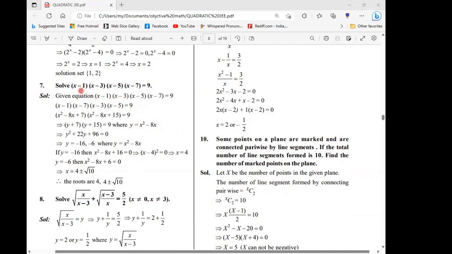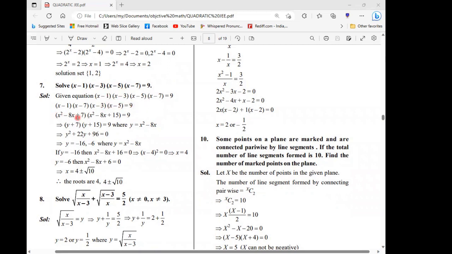So you have to decide which factors should be taken together and multiplied together. Remember this process. Look at the constants. Here it is minus 1 and this value is minus 7. You have to add those values. Minus 1 and minus 7 added, minus 8 will be the result. Similarly, minus 3 and minus 5 will be minus 8. In that way, they will be equal. So those two factors pairwise you have to take and multiply together. Then the equation will be easily solved.